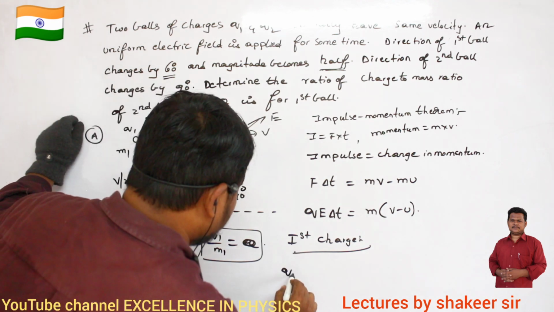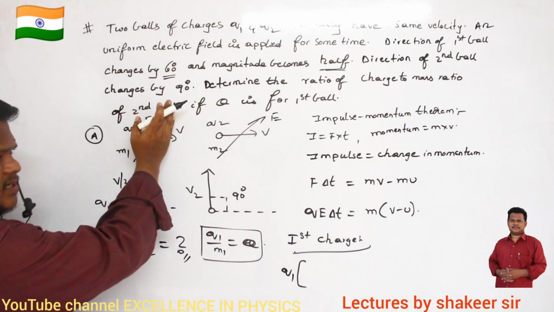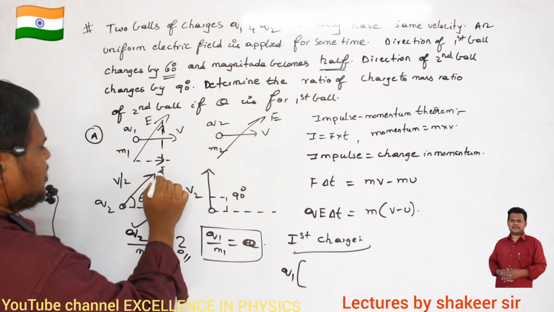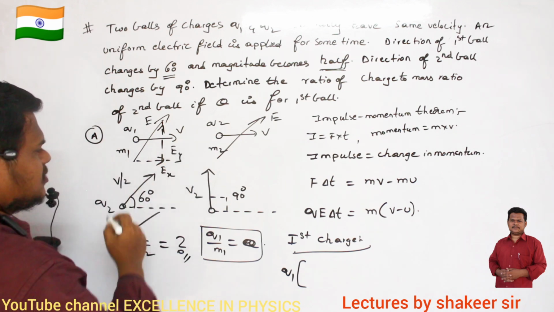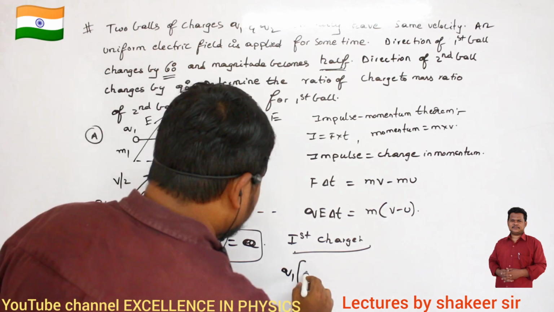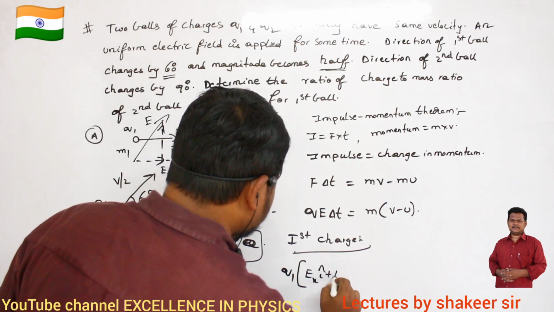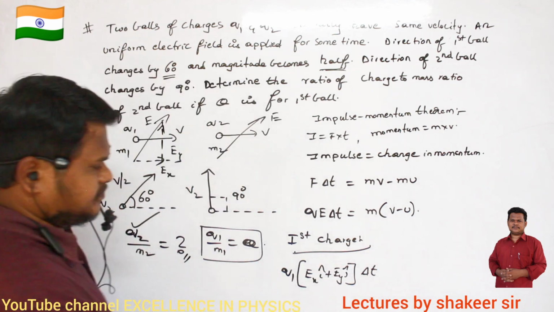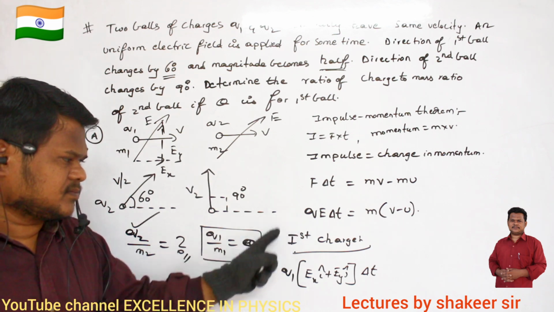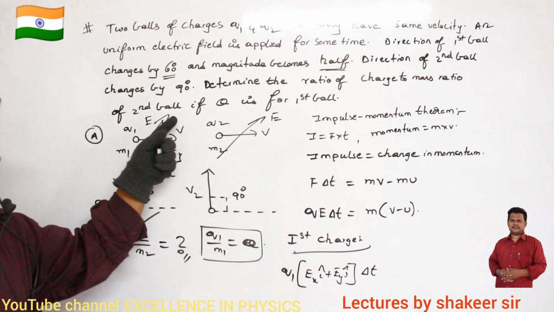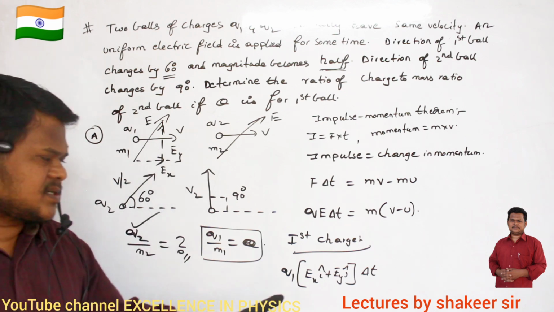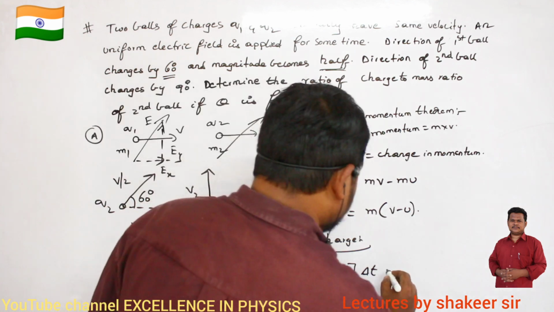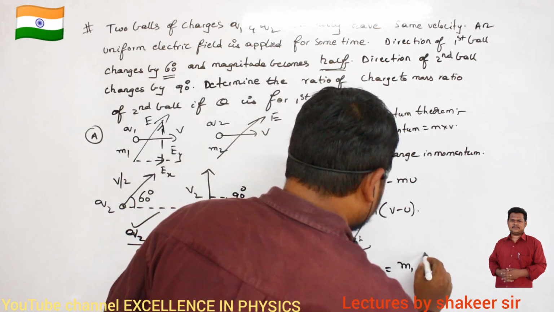So Q1 into the electric field, which is acting in this direction. This electric field I can split into two components: electric field along the x-axis, electric field along the y-axis. So Q1 into (Ex i cap plus Ey j cap) into delta t. The time is delta t. That's all. So the charge is Q1, and the electric field is split into two components into delta t. What is the mass of the first particle? The mass of the first particle is m1.